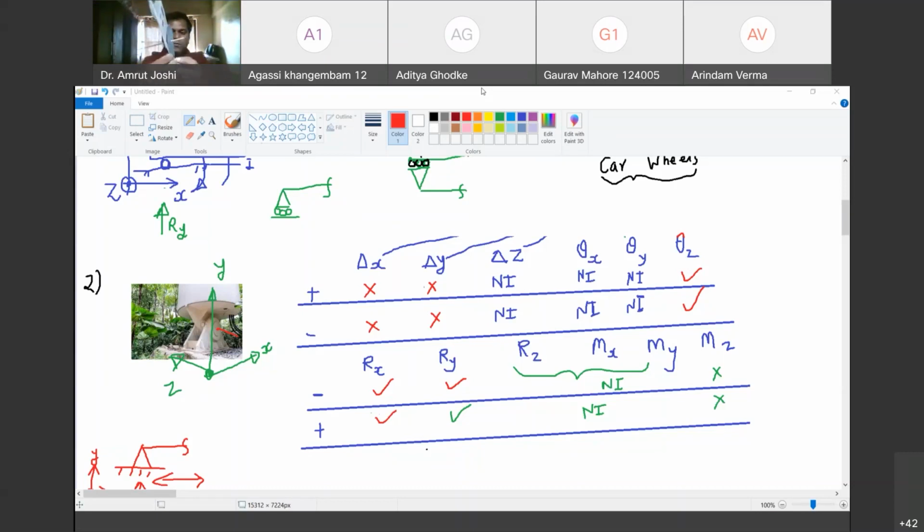Yes, sir. Now, look, which is the x axis? This is x axis. Happy? Yes, sir. This is y axis.